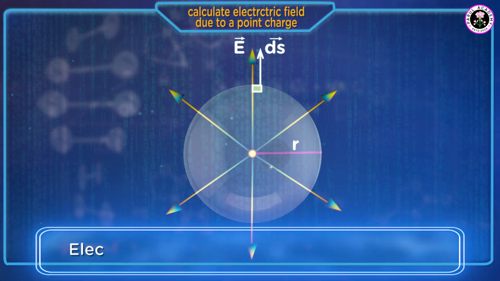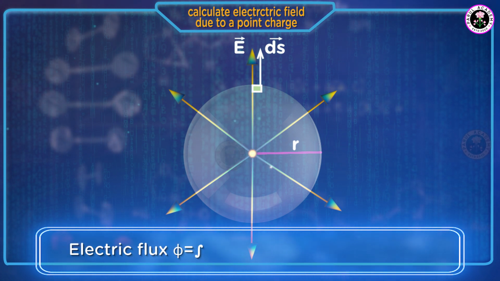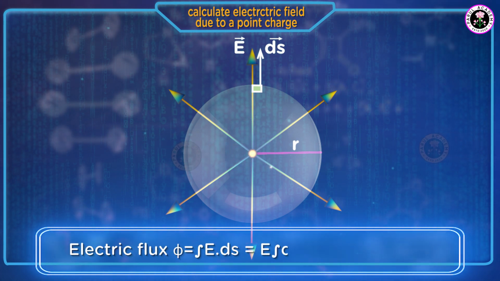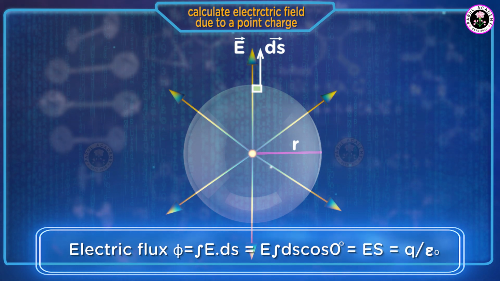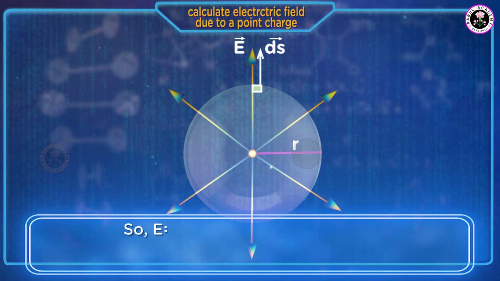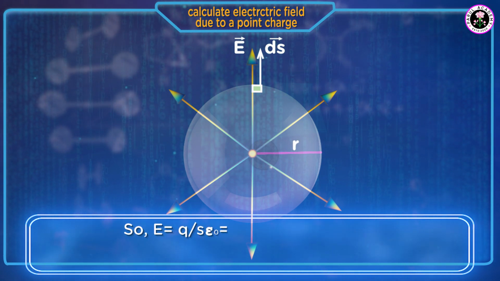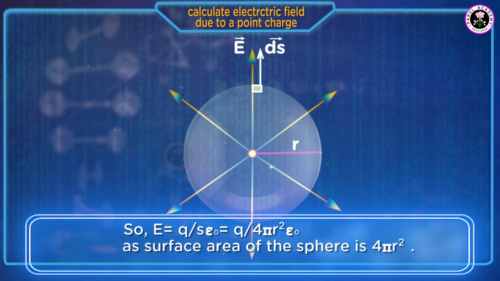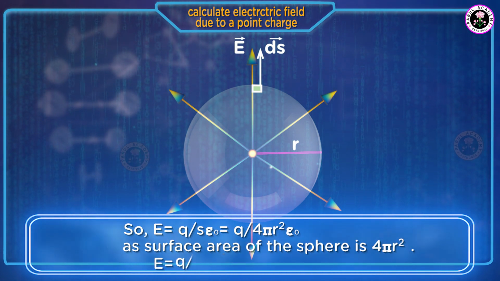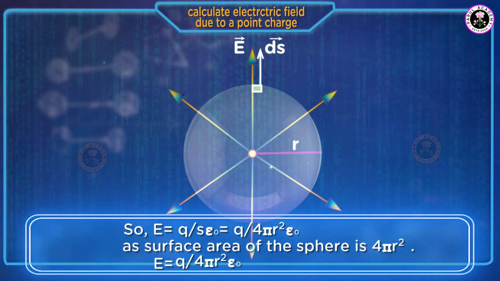So the angle between E vector and ds vector is 0 degrees. Then electric flux phi is equal to integration of E dot ds, equal to E integration of ds cos 0 degree, equal to ES, equal to Q by epsilon naught. So E equals Q by S into epsilon naught, as the surface area of this sphere is 4 pi r square, so E equals Q by 4 pi r square into epsilon naught.